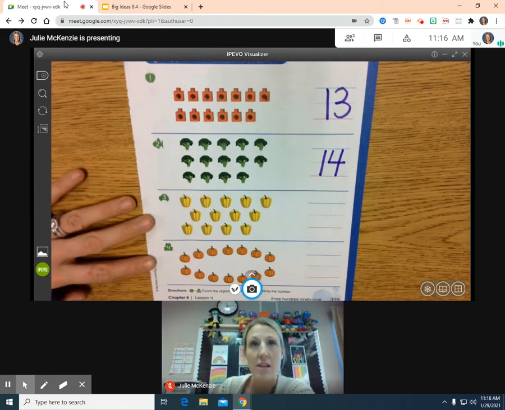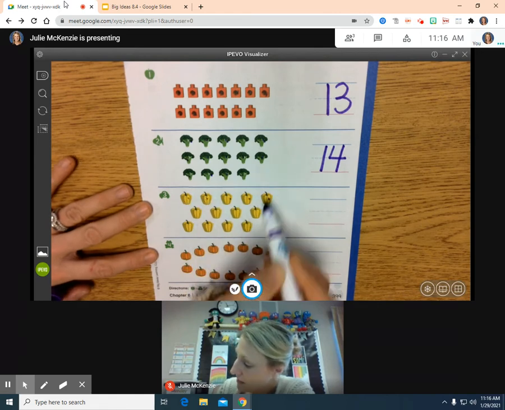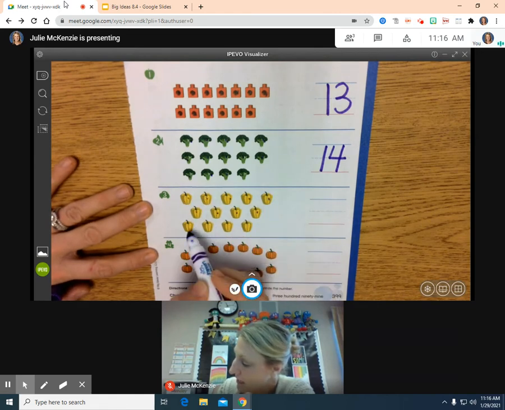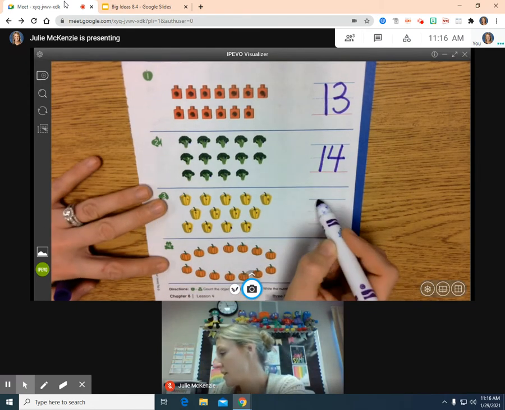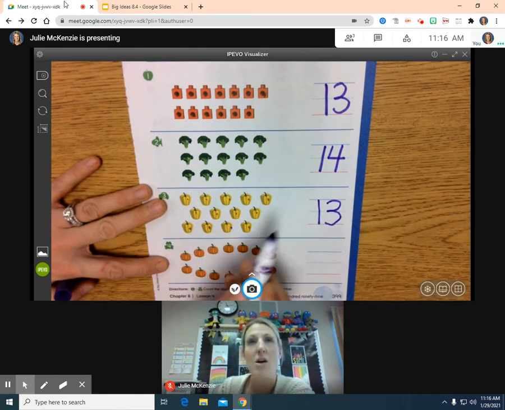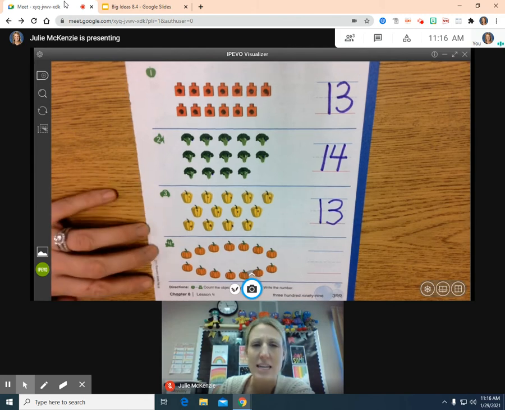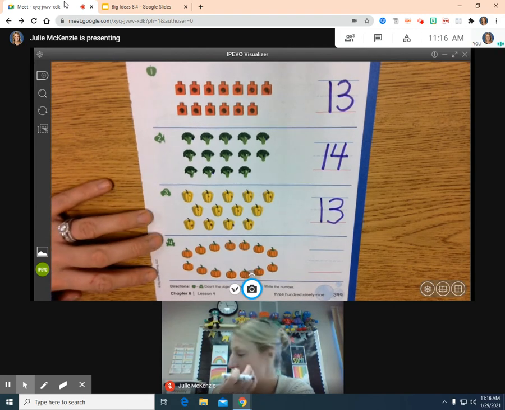Now let's count the yellow peppers. 1, 2, 3, 4, 5, 6, 7, 8, 9, 10, 11, 12, 13. 13 yellow peppers. It helps me if I put a little dot on them while I'm counting, because then I know which ones I counted. It's easy to count some of them more than once.